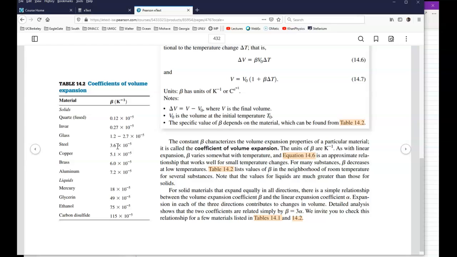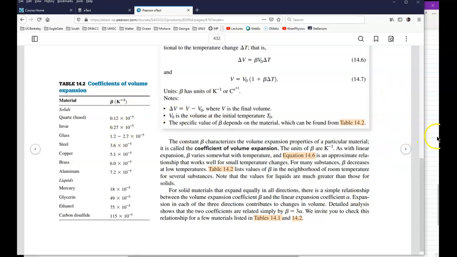See that? So you don't even need the table as long as you have the linear expansion, alpha. Simply multiply by 3. Again, for the surface or area, you multiply by 2. For volume, you multiply the alpha by 3. It's that simple. You got it?